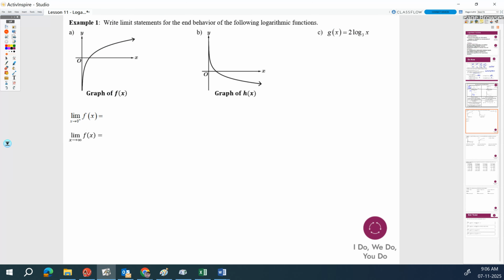So that's the general idea of what this function is looking like. Let's have a go. I think these questions are easier. So just take a minute now and have a go at these questions. I'll pause the video.